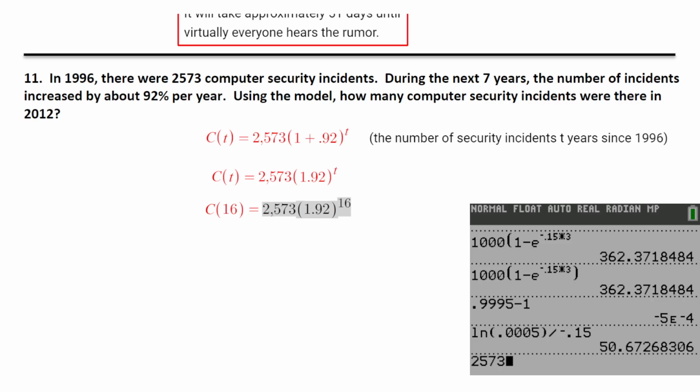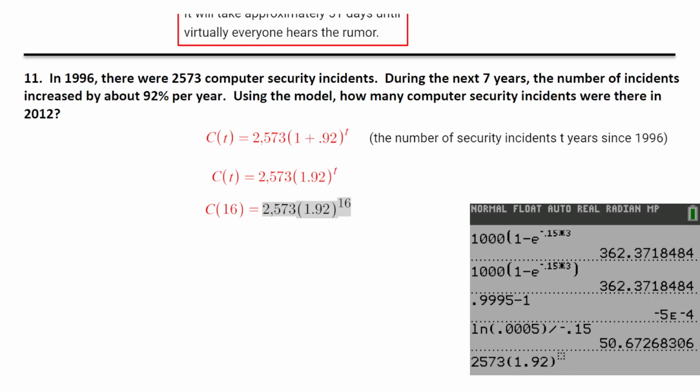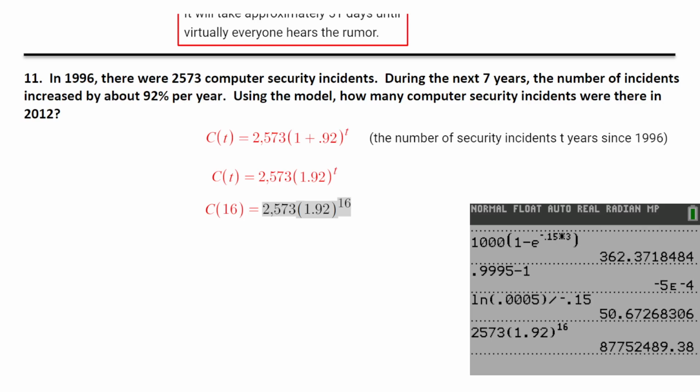2,573 times 1.92 to the power of 16. Oh boy, we're going to have to hire some security experts here. That is quite the number there. Oh, all right. Well, let's write it out.